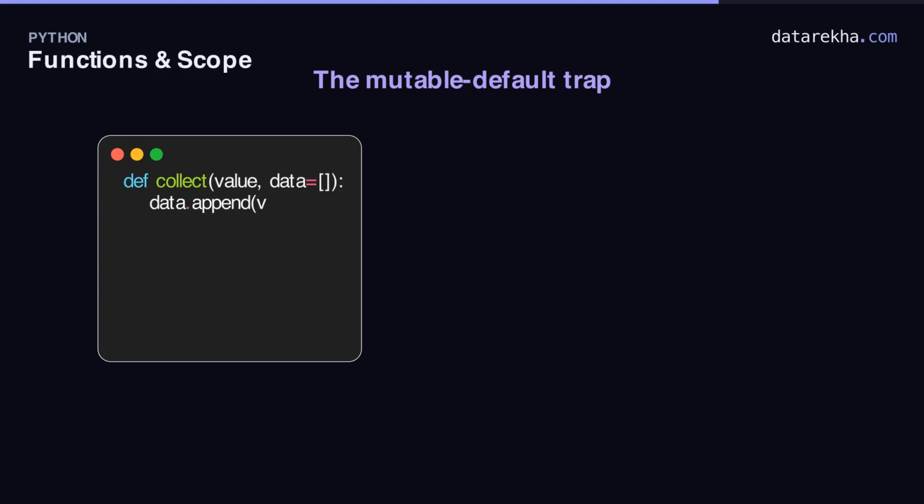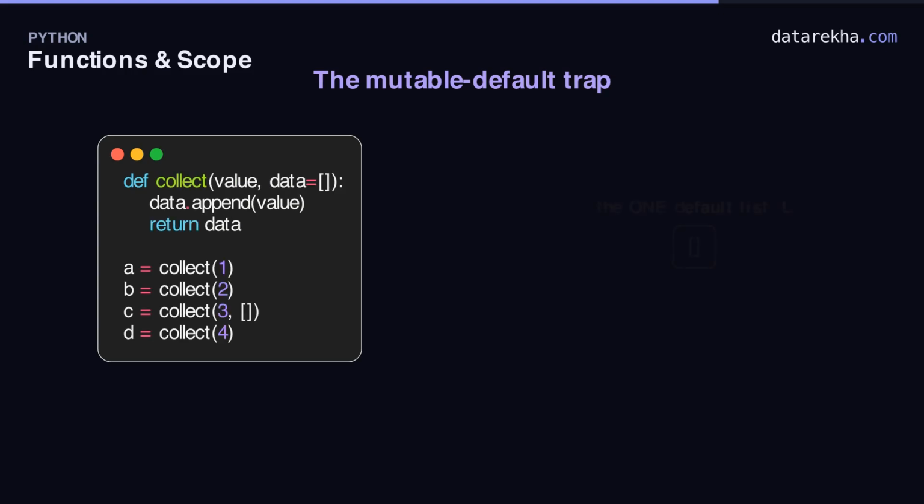Now the trap itself. collect appends a value to data and returns it, and data defaults to an empty list. Here is the secret. That empty list is created once, when the def line runs, and stored on the function. Call it L. Every call that omits data reuses this same L. a = collect(1). data is L. We append 1, so L becomes just [1].